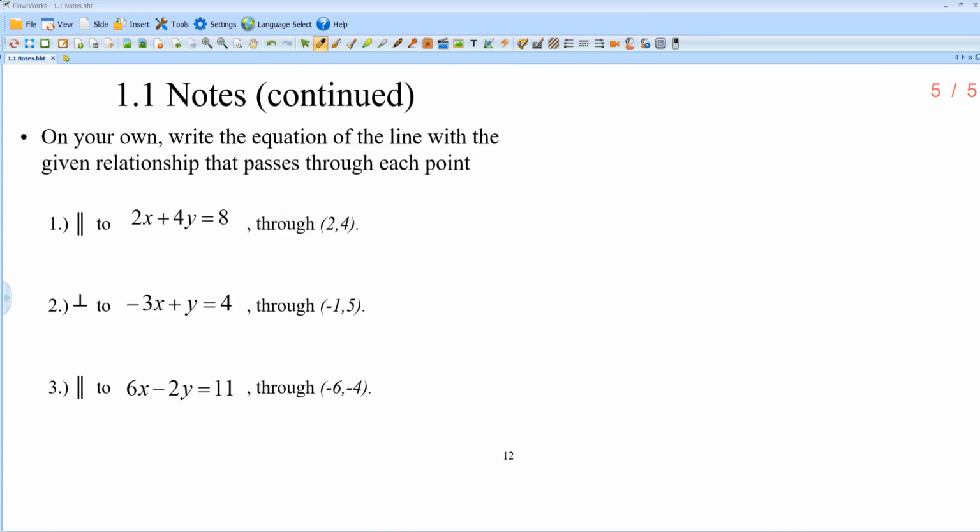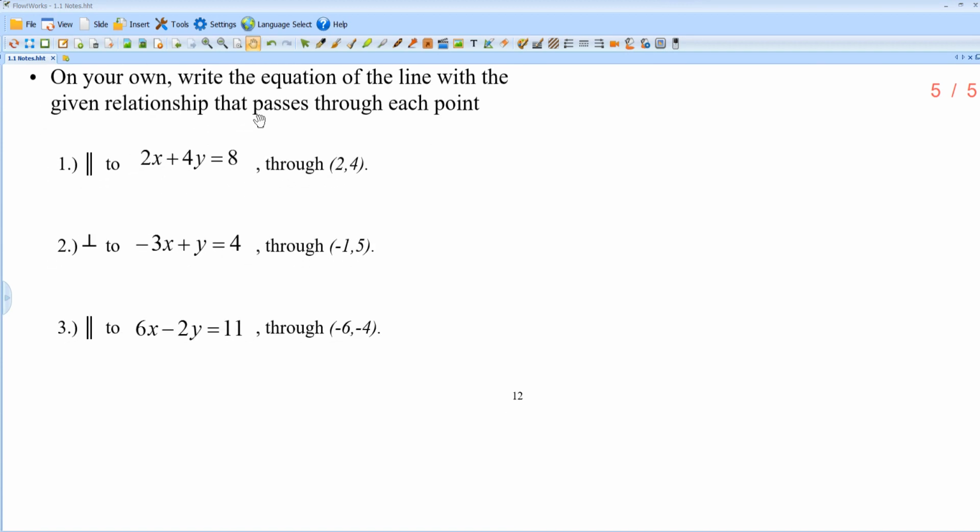All right, and then our last slide of examples. On your own, write the equation of the line with the given relationship that passes through each point. So we're just doing a little bit more of that same practice. Again, I'm going to do it with you. I know it says on your own. You could do it on your own. I recommend that you do it on your own, and then just check whether or not it's right.